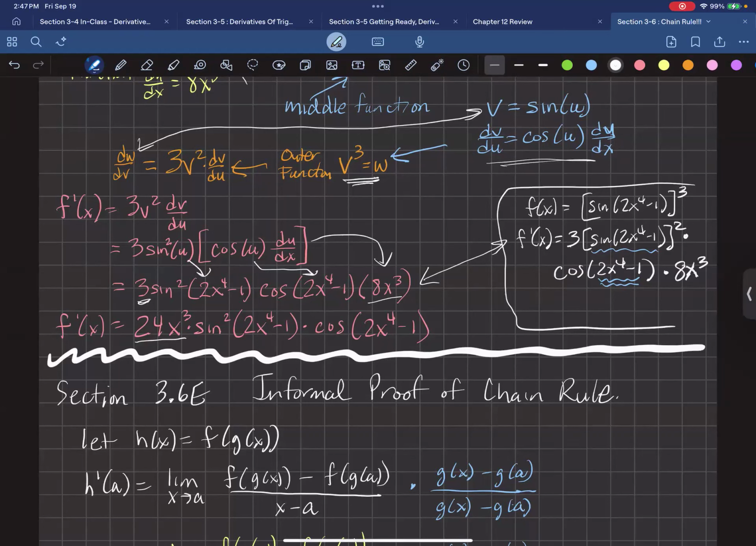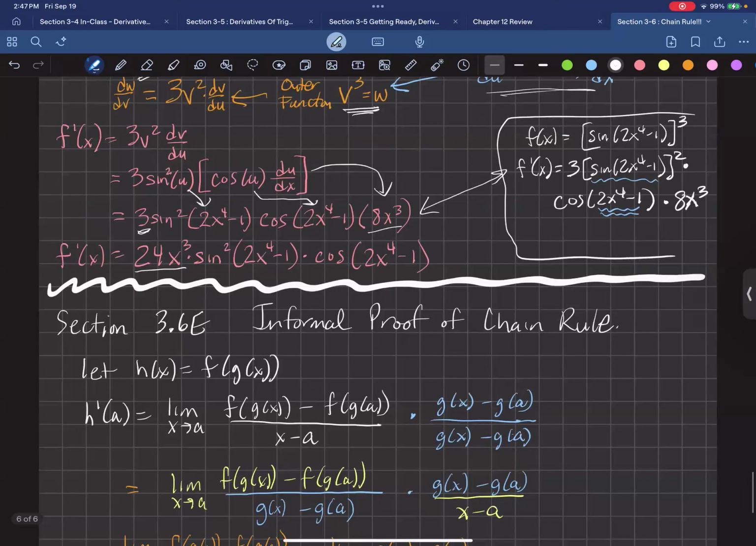And we're going to use the limit definition where h prime of a equals the limit as x goes to a, and then we have f of g of x minus f of g of a over x minus a. So that's where we start, the stuff in white. And then I multiply by basically what the inner function is, the g of x. And I'm going to do g of x minus g of a over itself.